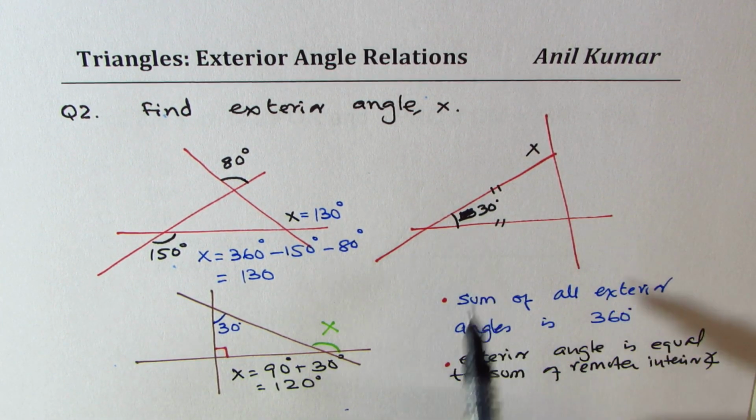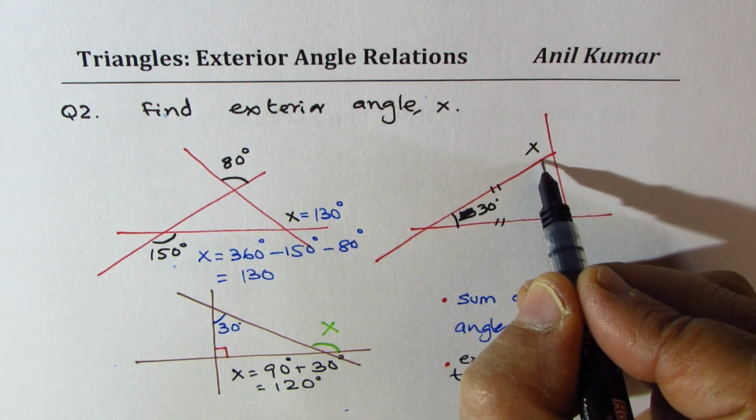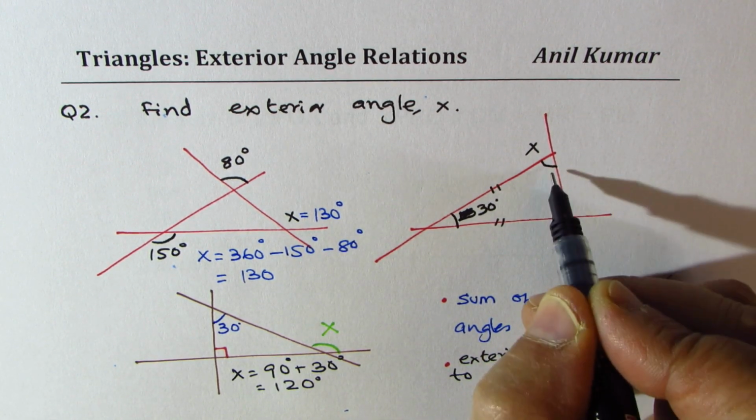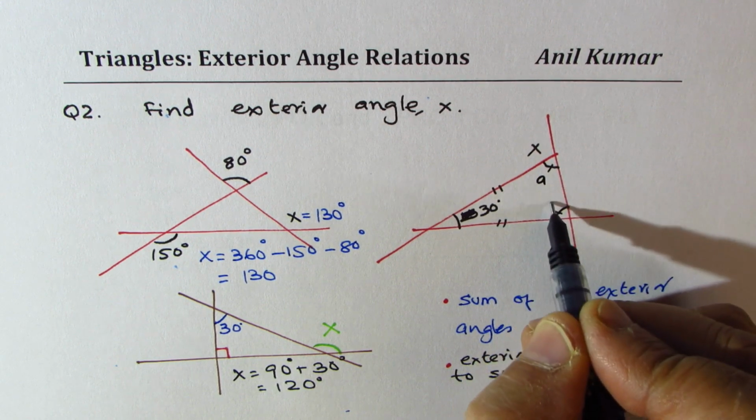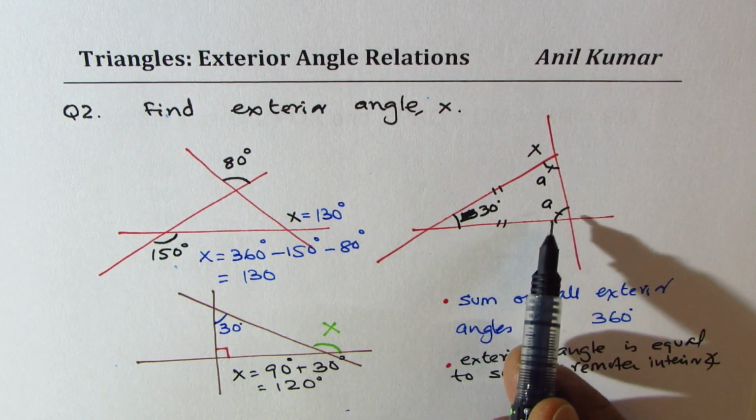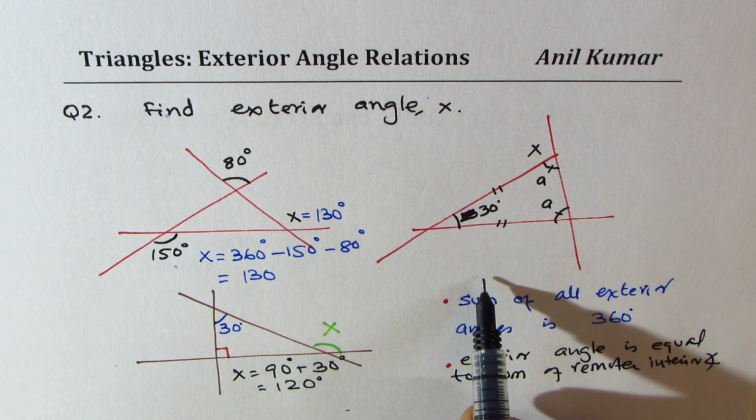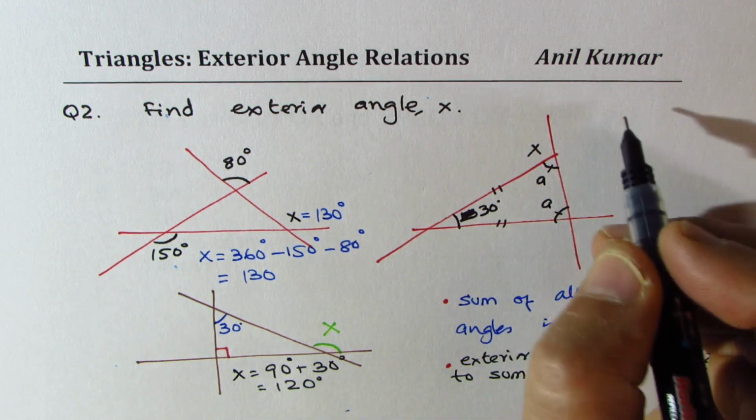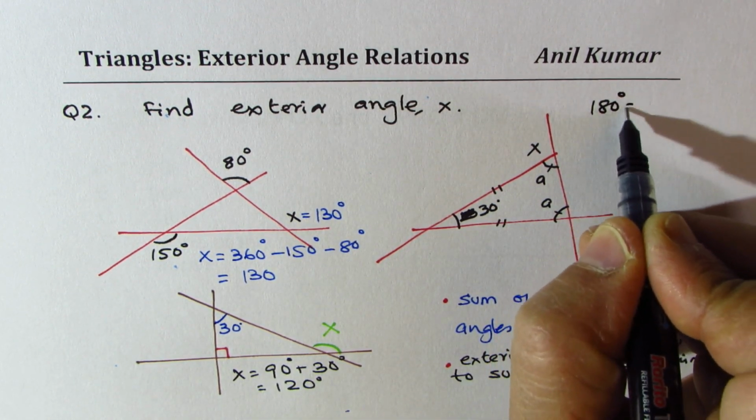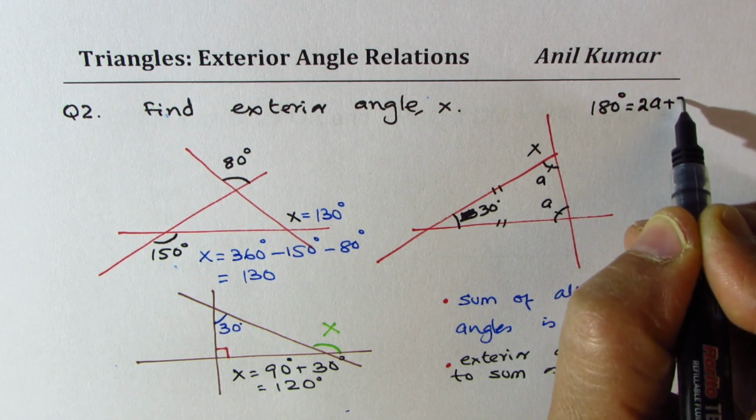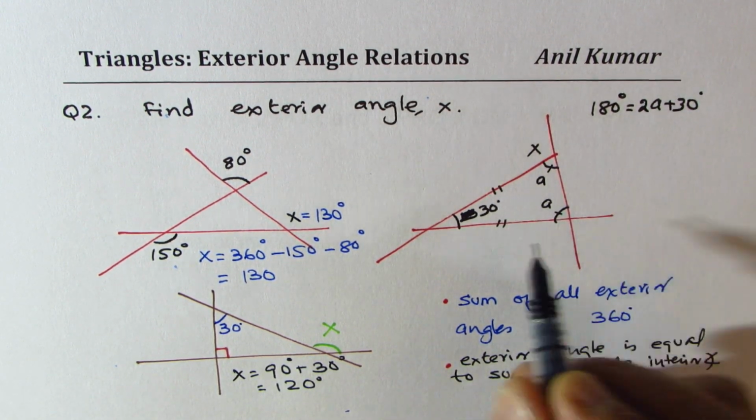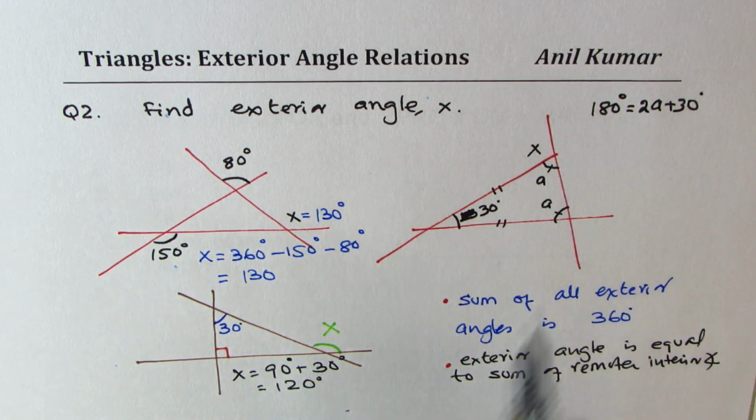We are given an isosceles triangle. That really means that these two angles should be equal, right? So let us say these two angles are A. In that case, what should A be? We know one angle is 30. So we know 180 degrees is equal to twice A plus 30. Correct? Three angles sum will be 180.